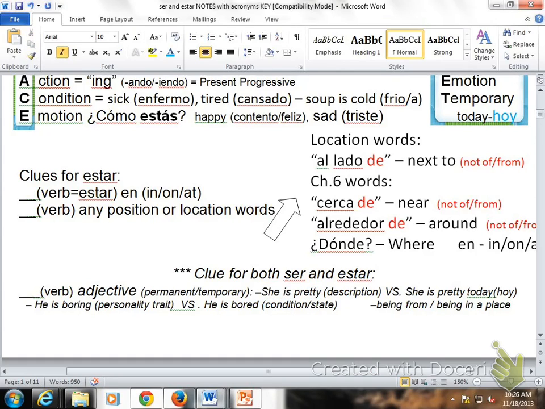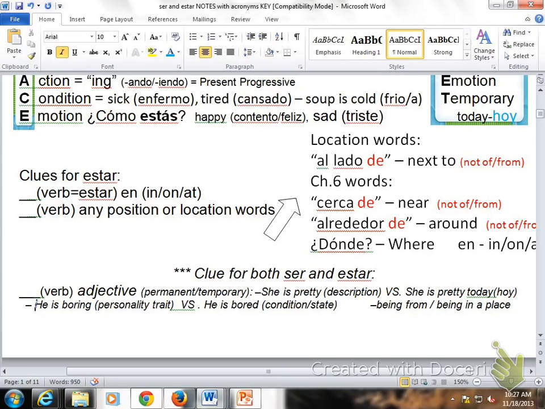But what about if she's normally just okay, but today she did her hair, she did her makeup, she looks especially pretty today? What if I put the word today, what does that do to the sentence? Right, so it is now a temporary thing, so ser and estar are both acceptable answers. Estar is more of an answer here when it becomes temporary with the today, but if it's just a description, then we're going to do ser.